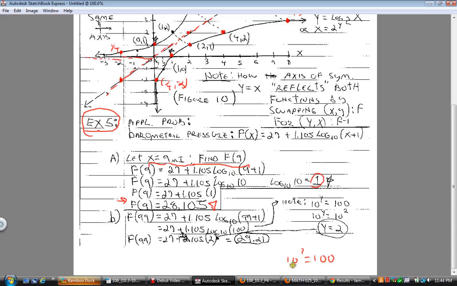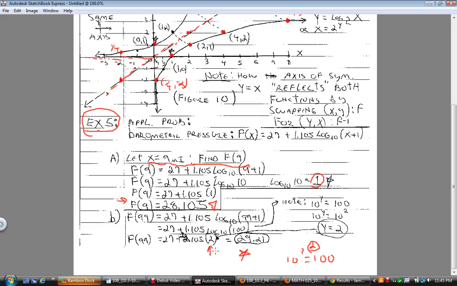You're told the result is 100. A lot of times when you write that out, you can see that 10 raised to the what is 100, and you're trying to find the exponent, and that would be 2. That's just a little shortcut if you like that. So you can replace log base 10 of 100 with the exponent, which is 2, and that's the key thing they're trying to get you to see on these problems. Now you're multiplying 1.105 times 2 plus the 27, and you get your final answer, 29.21.